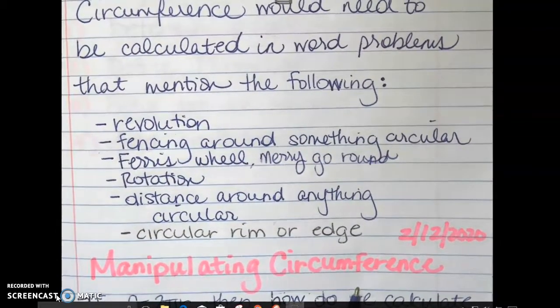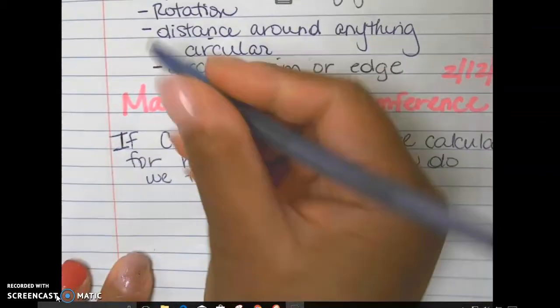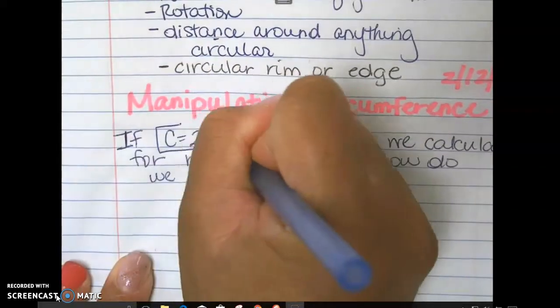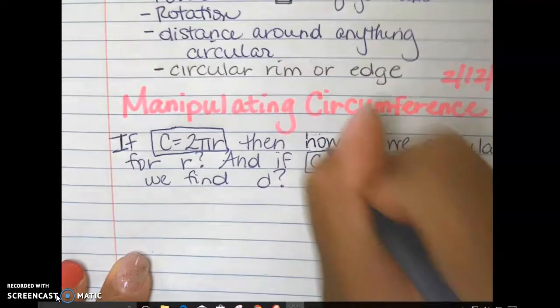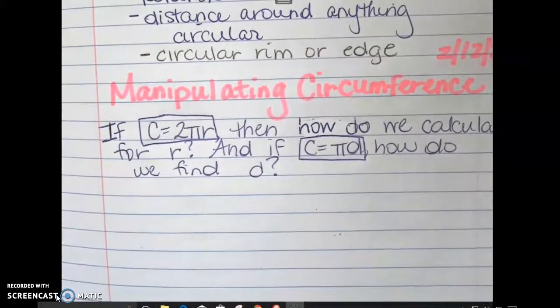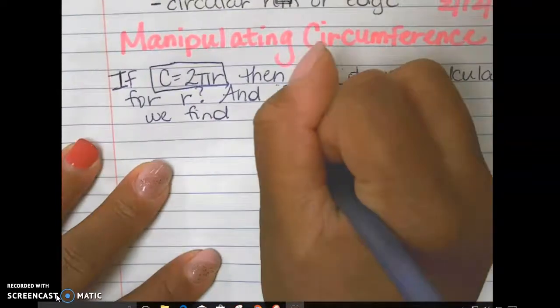Now, manipulating the circumference formula. We have two of them. C equals 2 times pi times radius, and C equals pi times diameter. If I want to find out what R is, draw a line through the middle.